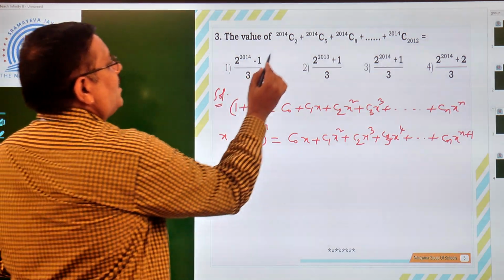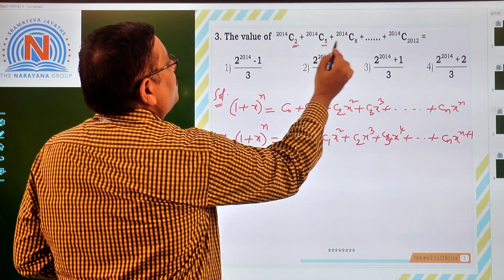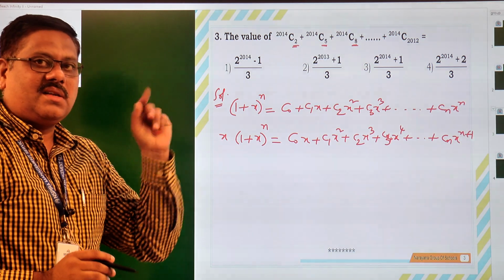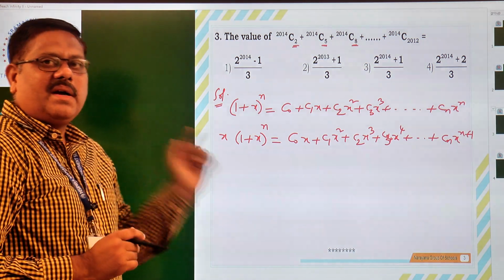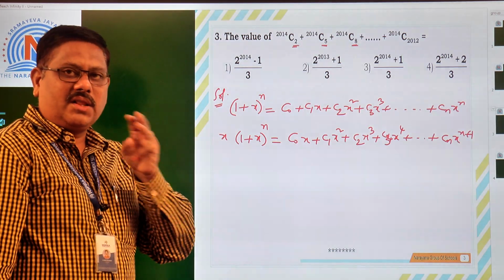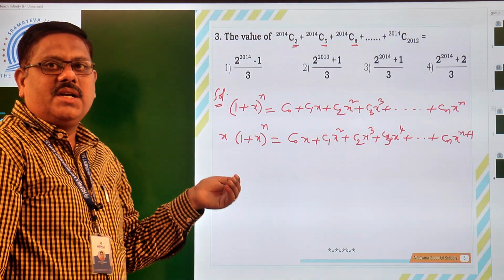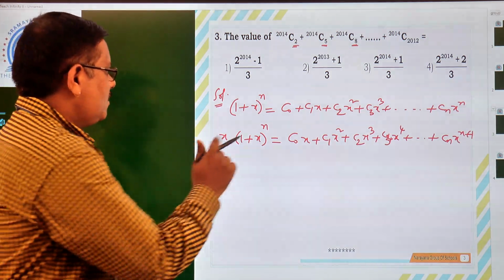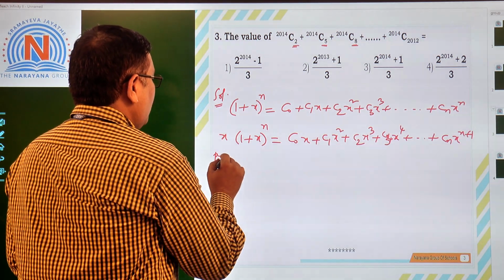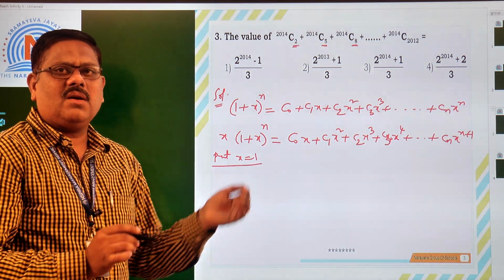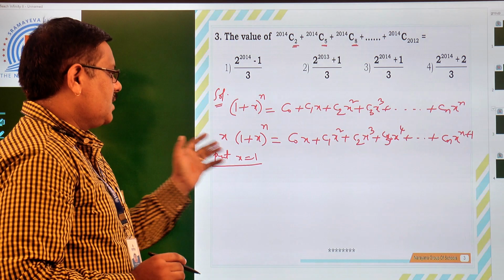Here if you look at that, the difference of the subscripts 2, 5, 8, so on 2012. The difference of the subscripts is 3. So, here we better replace x with 1, omega, omega square, thereby we will get 3 conditions, add up those 3 conditions, then definitely we will get the required expansion. So, what I am going to do is put x is equal to 1, omega, omega square. Cube roots of unity.